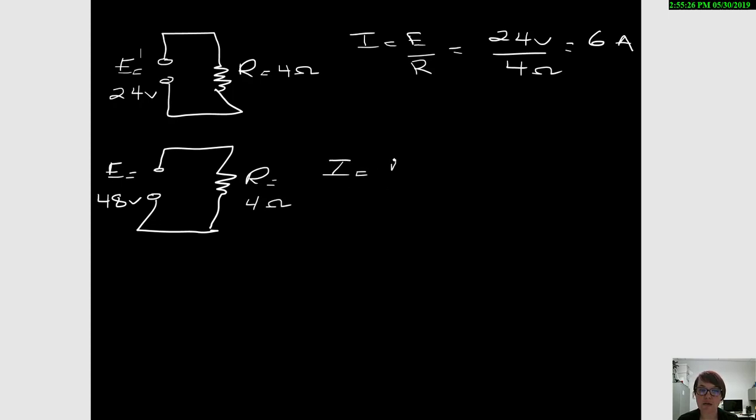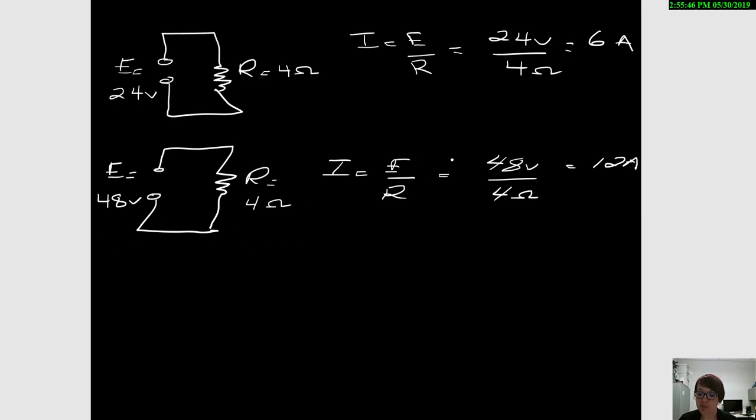I equals E over R. So now I have 48 volts divided by 4 ohms. That in fact doubles my current. So 12 amps. So we've mathematically proven that current and voltage are directly proportional when resistance is held constant.